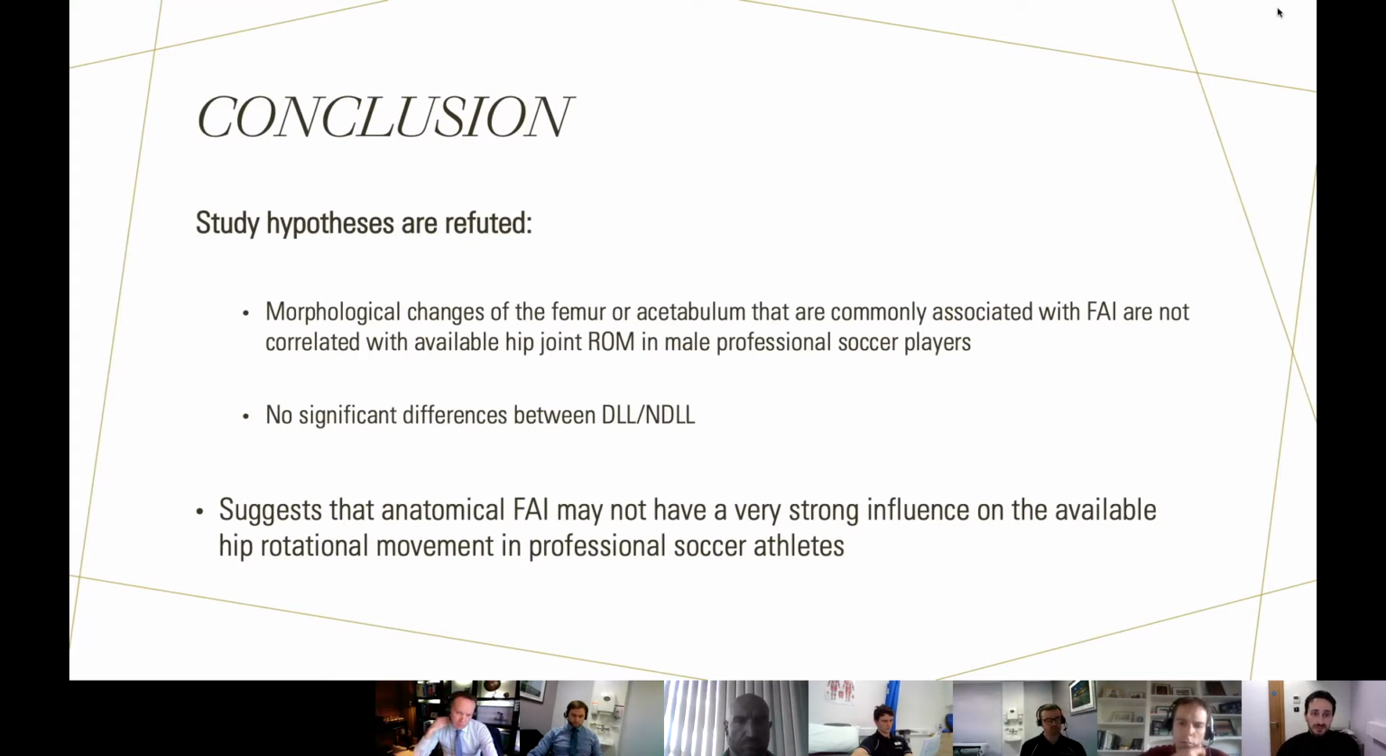So morphological changes of the femur and the acetabulum that are commonly associated with FAI were not found to be correlated with the available hip joint range of motion in these male professional soccer players. And there's also no significant difference between the dominant and non-dominant limb. Overall, the authors suggested that the anatomical FAI may not have a very strong influence on the available hip rotational movement in professional soccer athletes.